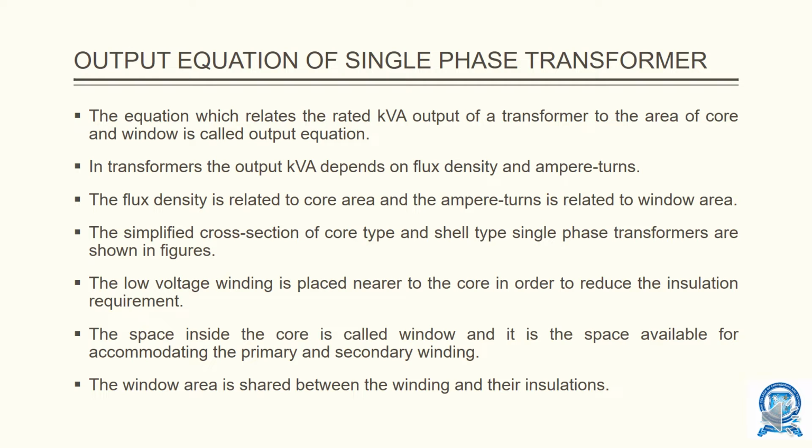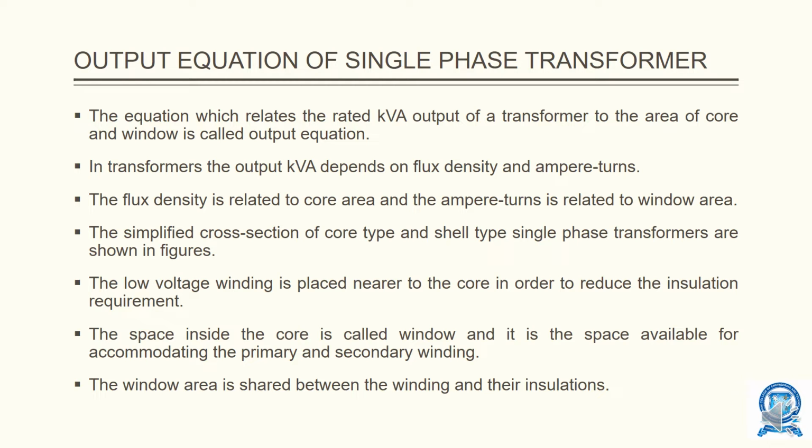output equation. In a transformer, the output KVA depends on flux density and ampere turns. The flux density is related to core area and ampere turns is related to window area. So we have two areas, one is core area and the other is window area. The flux density depends on core area and the ampere turns depend on the window area.